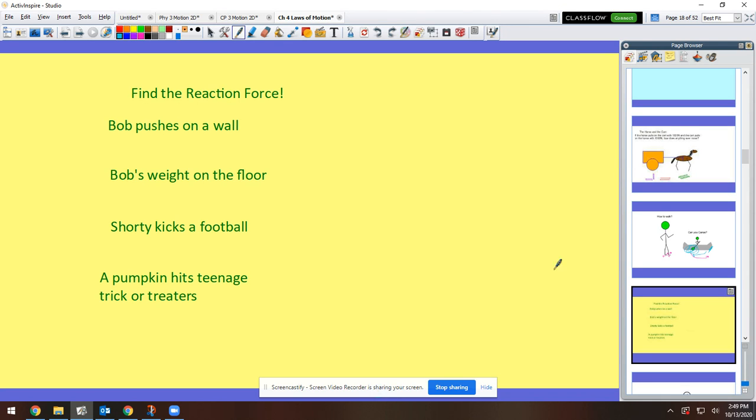Thank you. Find the reaction forces. Okay. Bob pushes on a wall. So you might be thinking, okay, force of Bob on the wall. Therefore, the wall pushes back on Bob. Force of the wall on Bob. Bob's weight upon the floor. So Bob's weight is pushing down on the floor. Therefore, the floor must push up on Bob.